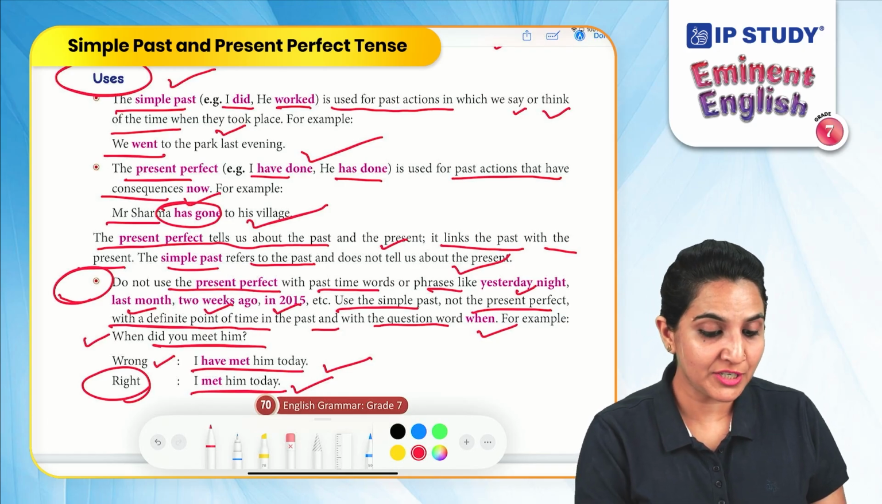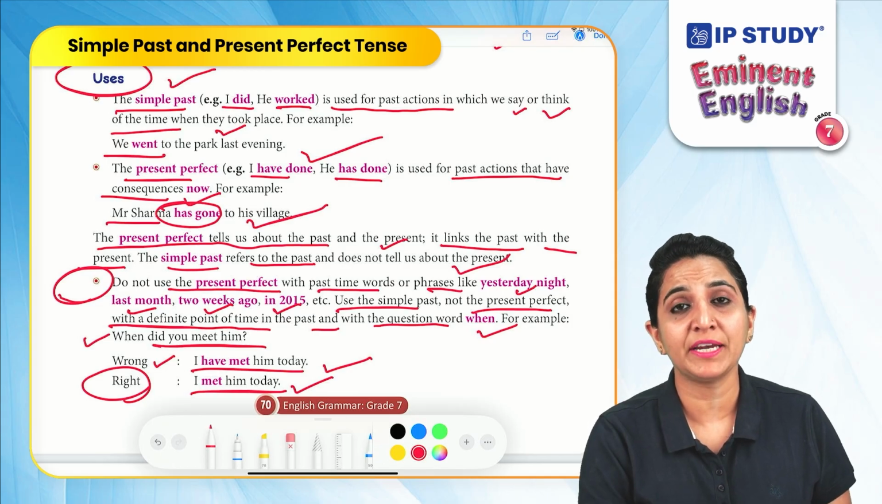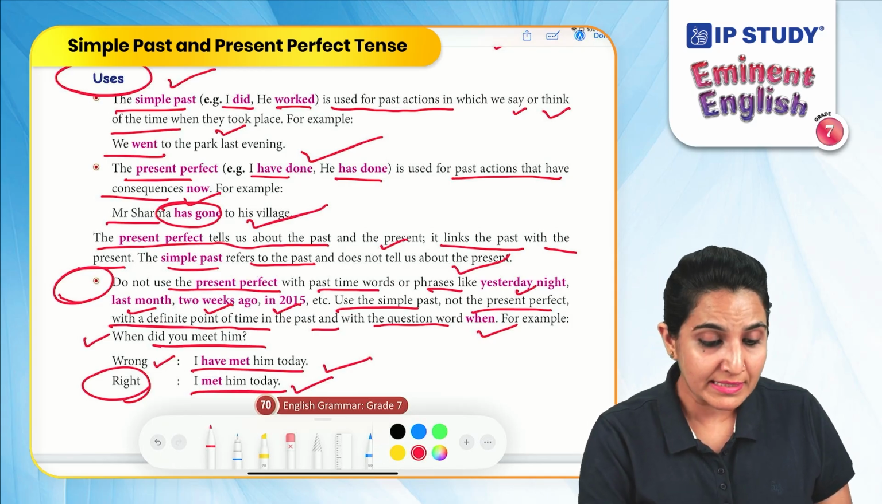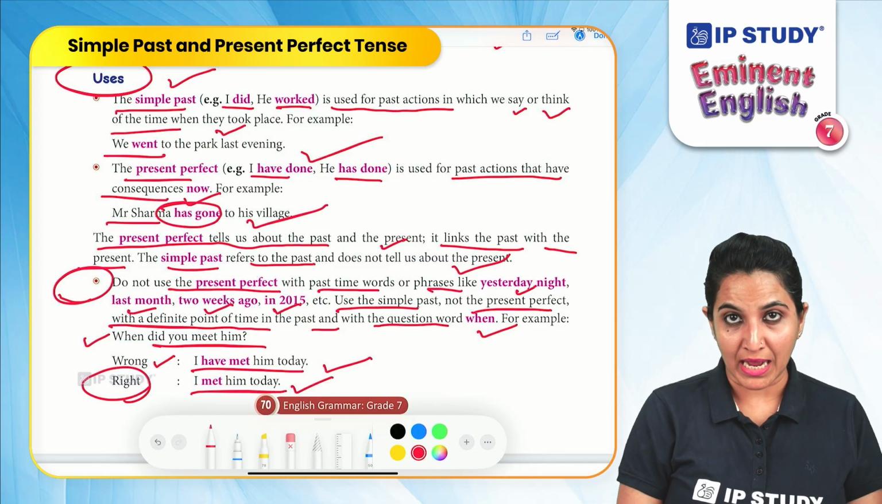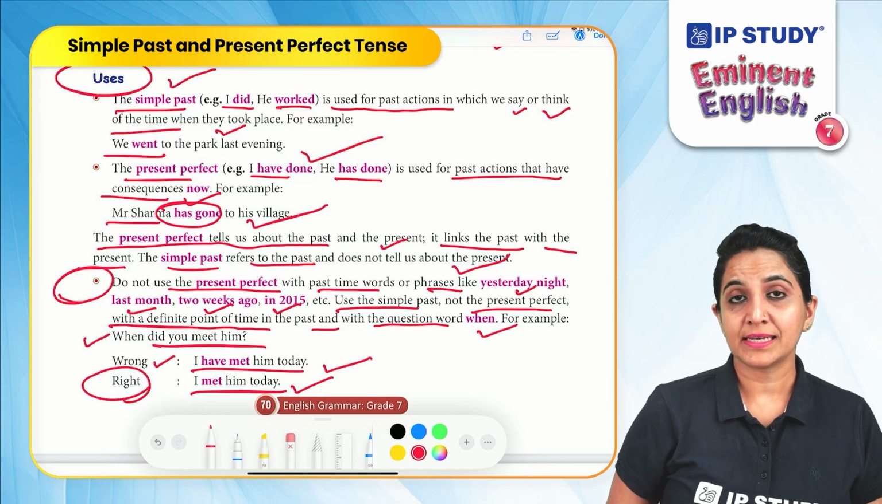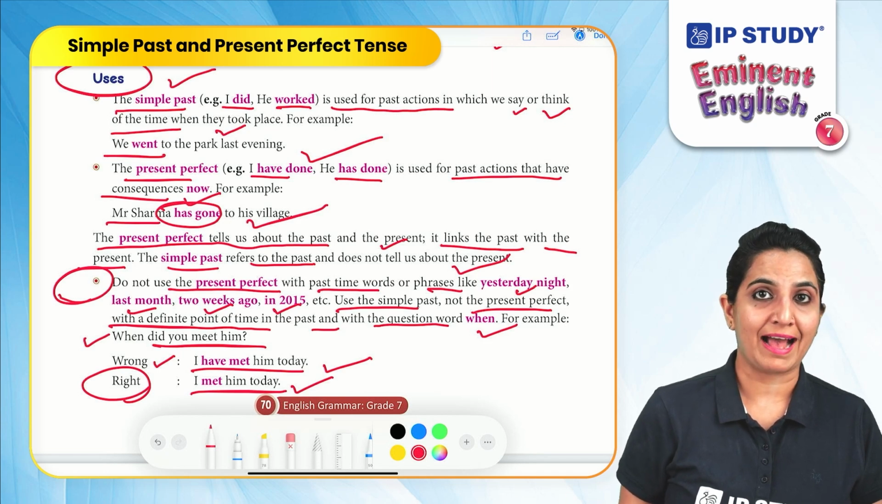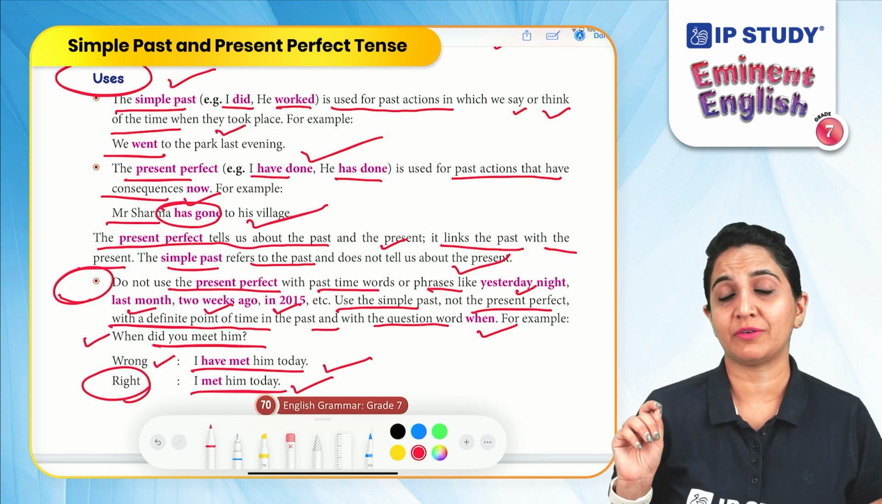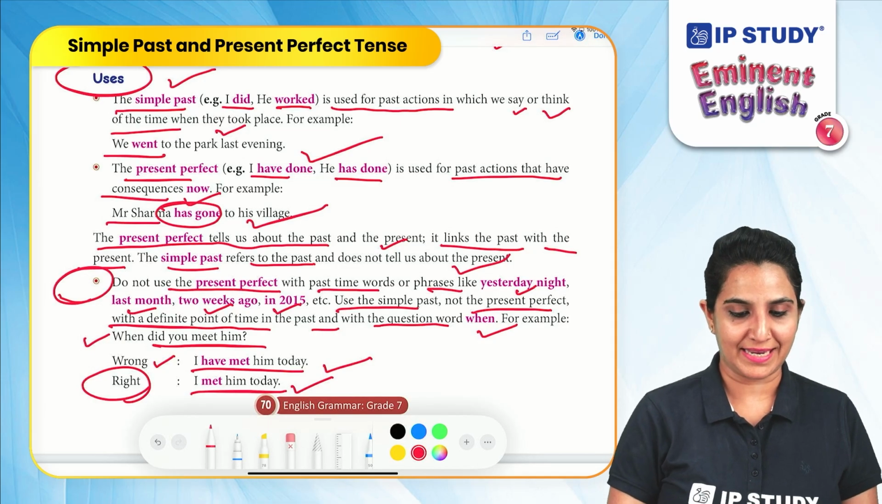Because when did you meet him is a question word. They're asking about a definite point of time. That means if a definite point of time has been asked, in that case, we cannot use has or have. That will be the simple past tense and not the present perfect tense.